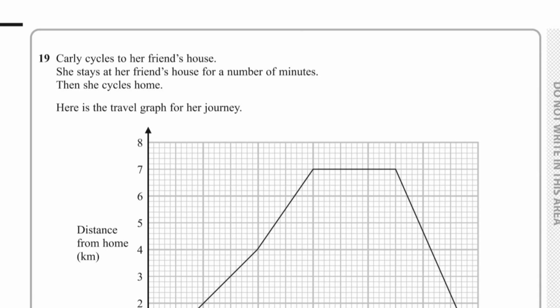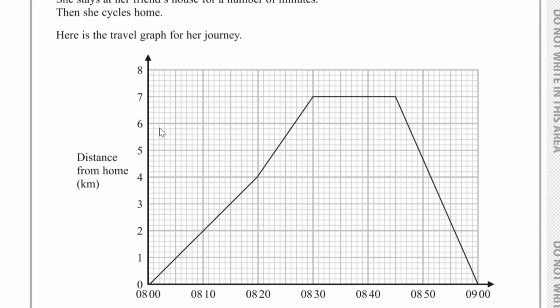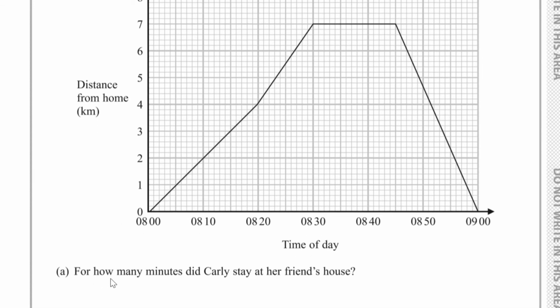Question number 19. Carly cycles to her friend's house. She stays at her friend's house for a number of minutes. Then she cycles home. Here is the travel graph for her journey. That's what we see here. For part A, for how many minutes did Carly stay at her friend's house? Well, what we need to do is recognize that the period in which we are not moving, which is this period here, is the period for where we stay at her friend's house.